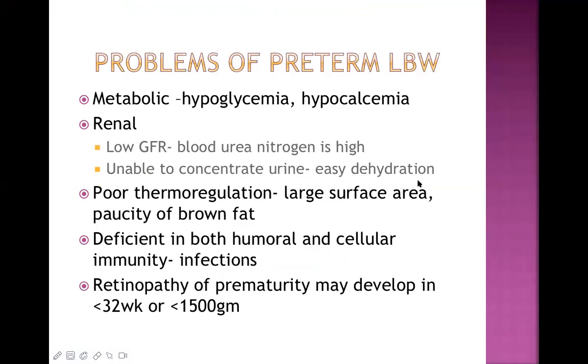Now, other problems or complications of preterm low birth weight babies are metabolic, like hypoglycemia and hypocalcemia. Hypoglycemia is very common in them because they are small overall. All the organs are small, even the liver is small, so the amount of glycogen stored in the liver will be less. That itself is a cause of hypoglycemia. Another one, this baby cannot suck properly. They cannot feed properly. So if a slight amount of negligence occurs during the feeding process, they can quickly develop hypoglycemia.